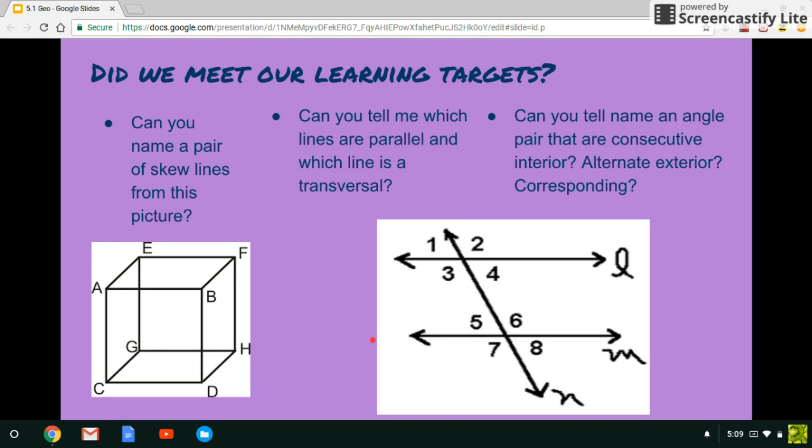Okay, so hopefully we got a little bit of practice with 5.1 here. If you need to see the vocabulary again or would just like to watch this video to help yourself practice, feel free to watch it again.